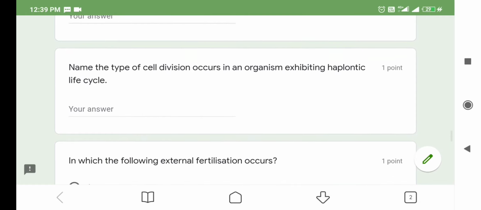Next question. Name the type of cell division that occurs in an organism exhibiting haplontic life cycle. In an organism which exhibits haplontic life cycle, meiotic cell division occurs. So the answer is either meiosis or meiotic cell division.